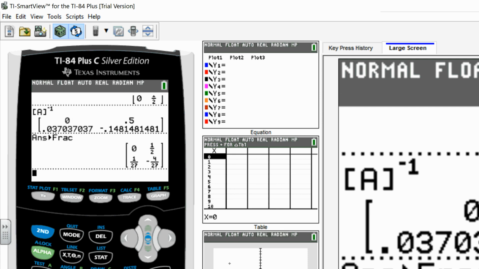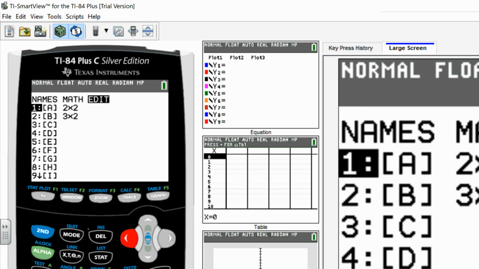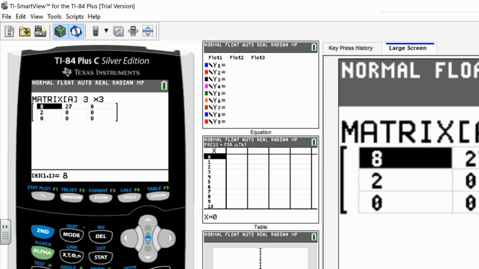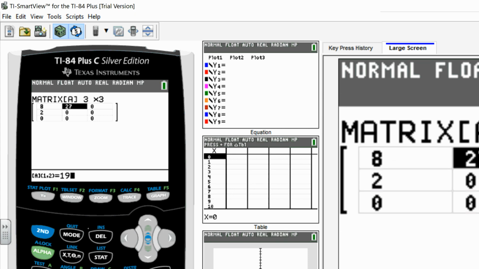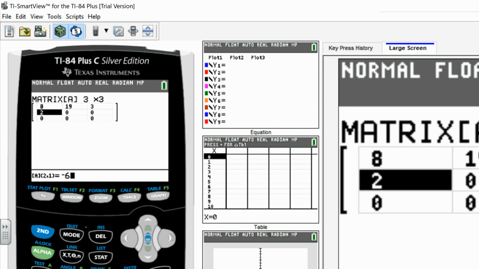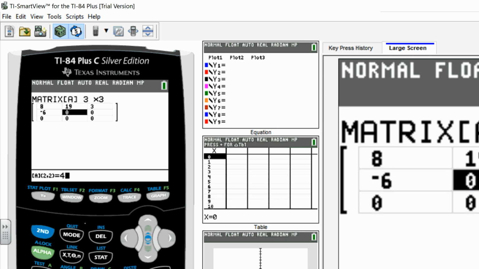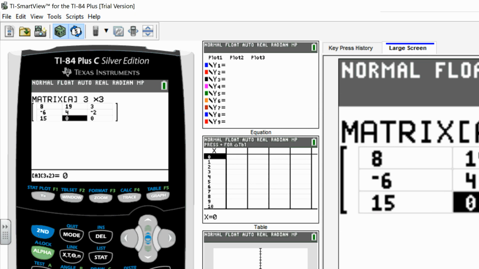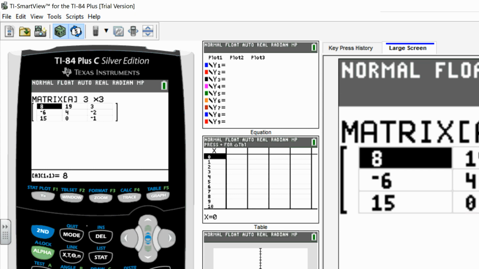in the calculator. For this here, we can go second matrix A, which is going to be a 3 by 3. 8, 19, 3, negative 6, 4, negative 2, 15, 0, negative 1. So we want to enter the whole matrix in first.